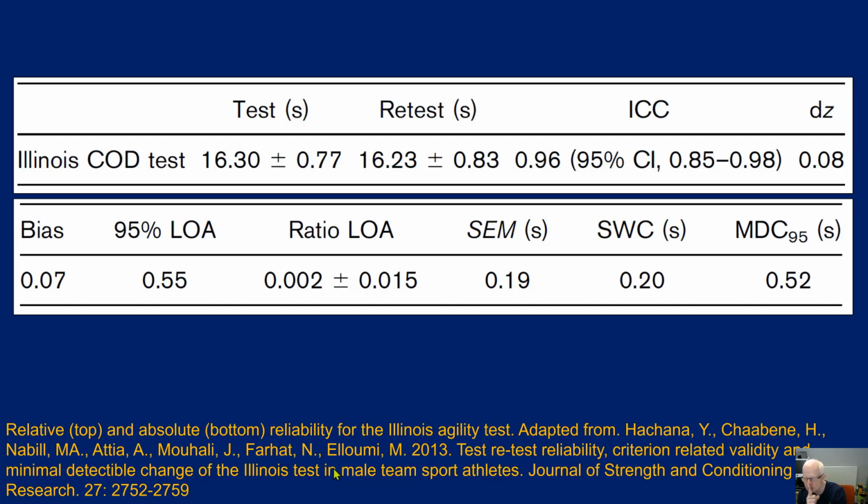But it doesn't get around the fact that we've already identified that validity is low. You cannot identify the agility of your athlete in this test. So yes, highly reliable, but not valid.